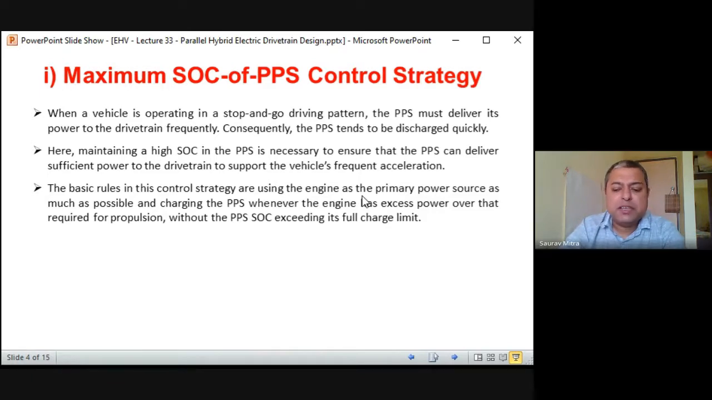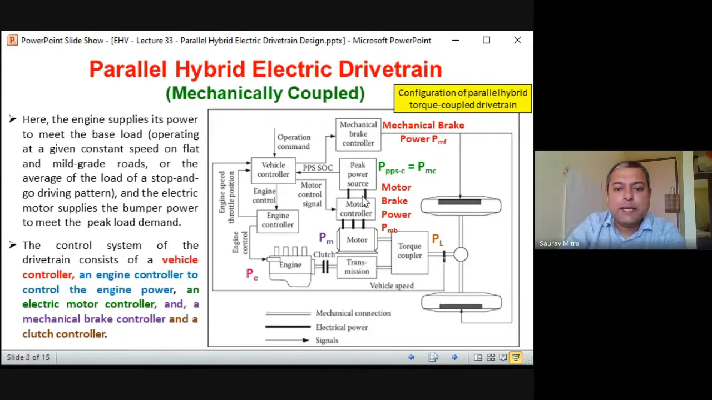Now propulsion power is given by PL. If you see the previous slide, this PL is the propulsion power. This PE is actually satisfying the PL. Suppose PE is 100 units and PL is 80 units. Where does the remaining 20 units go? This 20 units will be used to charge this PPS. So the main aim is that PE should be almost equal to PL. That means the engine should always be driving the vehicle. That is the main agenda.